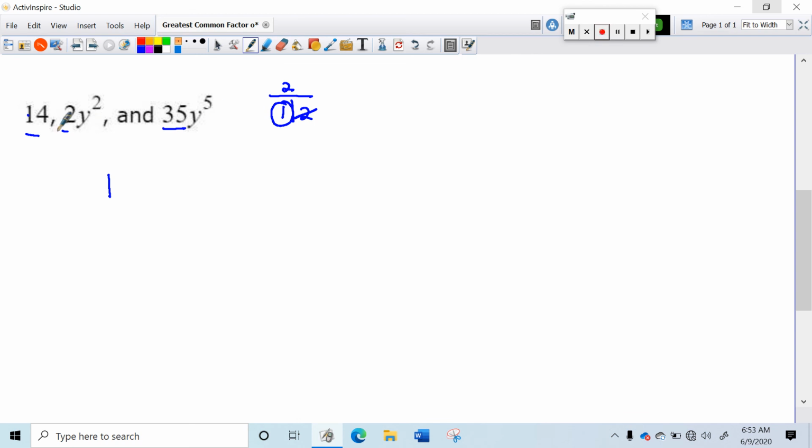And you do not have a y. There's no y with this term. So since they do not have a y in common, you can't say that the y is part of the greatest common factor. So the only answer for this problem is 1.